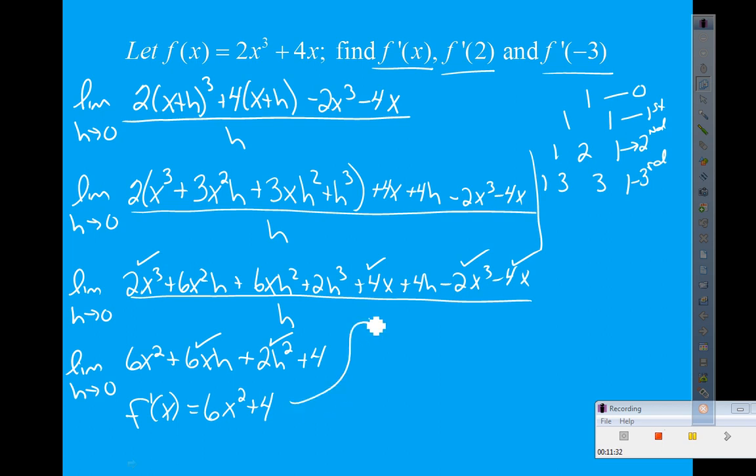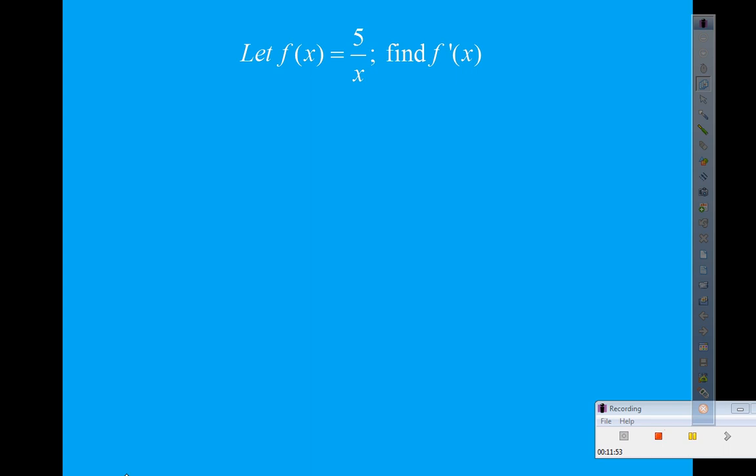Now, if I want the slope of the tangent line at 2, I'm just going to run 2 through there. And I think I get 28. The slope of the tangent line at negative 3, I'm going to run negative 3 through there, and hopefully it's 58. I'm trying to hurry, so if I make a mistake, you can catch me on it later. But there's that one. Here's another one.